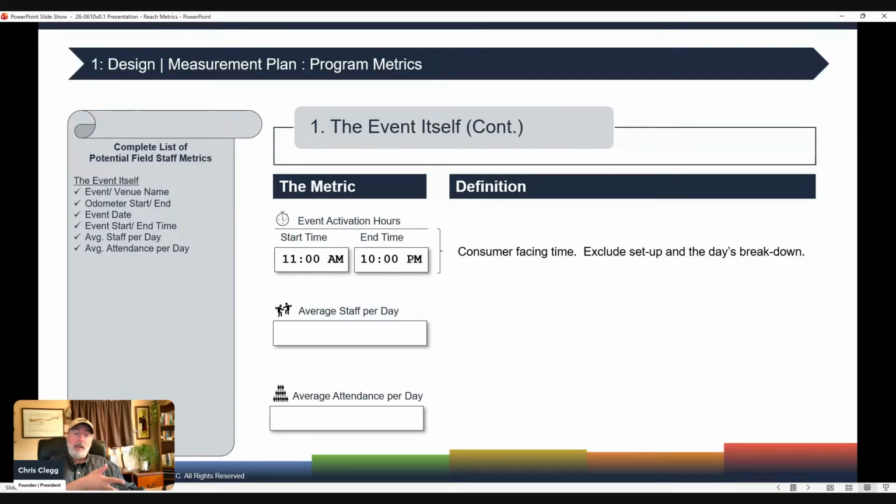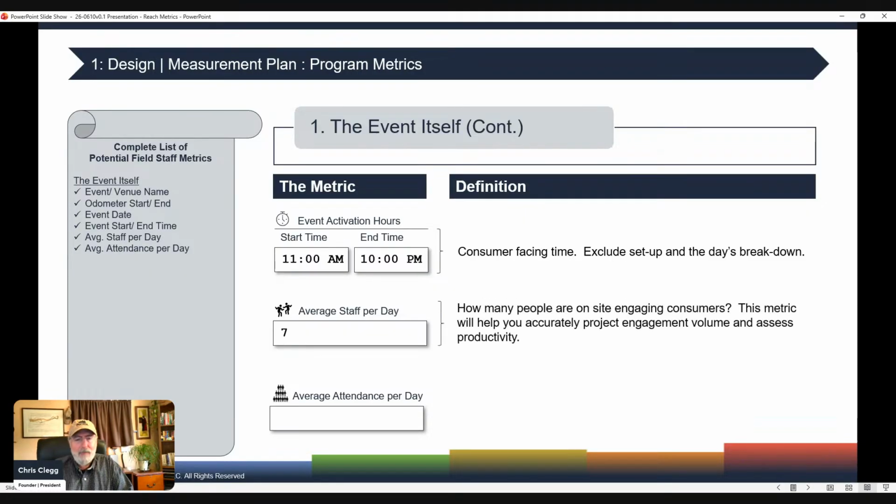Now, you might be at the venue for 12 hours because you've got load in and load out, but you don't want to count that. You want to count just the consumer-facing time. This isn't a timesheet equivalent. This isn't a replacement for your staff timesheet. It's the time that you open the doors to the time that you close the doors for consumer interaction.